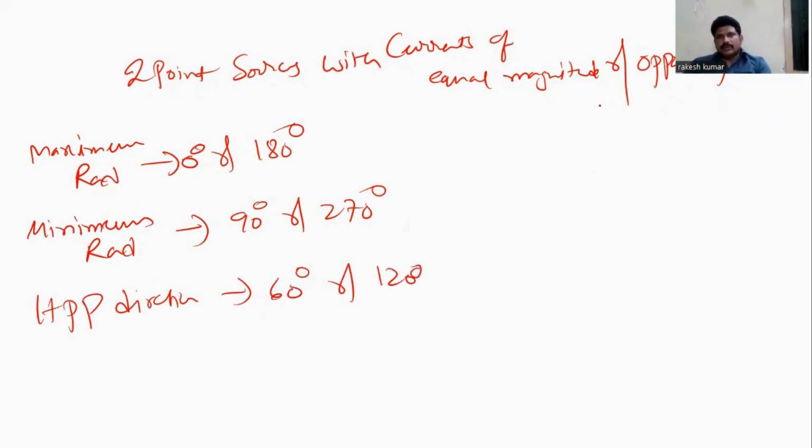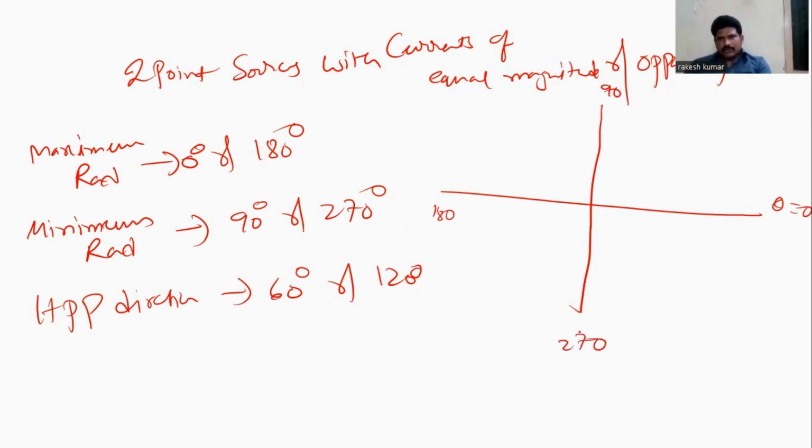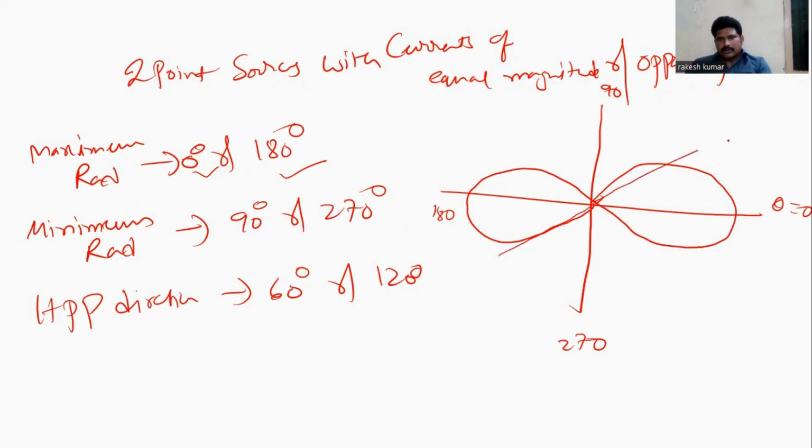Based on this, I will draw the graph. This is theta equal to 0, 90 degrees, 180 degrees, and 270 degrees. Maximum radiation is at 0 degrees and 180 degrees. If you draw this graph like this, these are the half power points, at 60 degrees and 120 degrees, opposite like that.